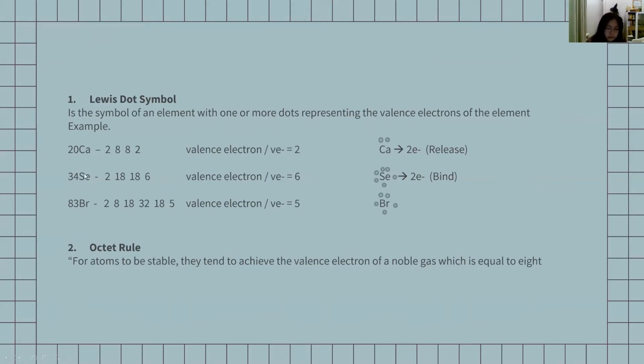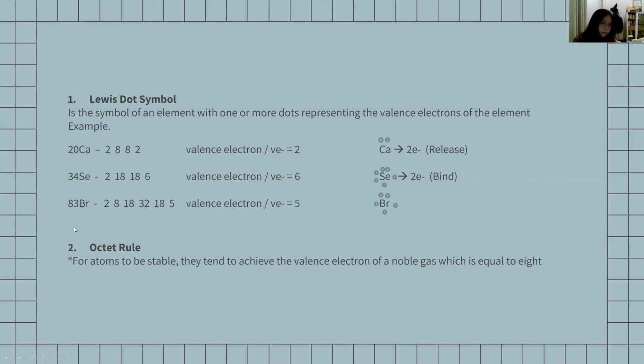And then Se, the atomic number of Se is 34. And so we write the electronic configuration, which is 2, 8, 18, 6. And then the valence electron is 6, as we can see the outer shell is 6, and then we write it in the Lewis dot symbol. There are 6 valence electrons here, right? So it needs 2 more so that it could be stable.